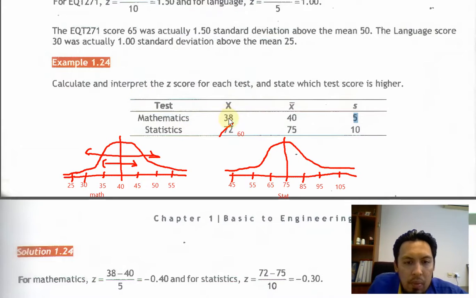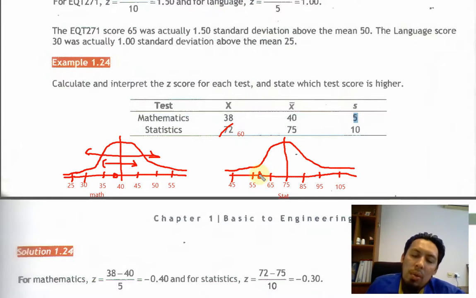Now let's say that in terms of position, mathematics, you get 38. You try to put it here, 38 maybe around this point. This is where you are. As for statistics, let's go for 60. 60 is around here.